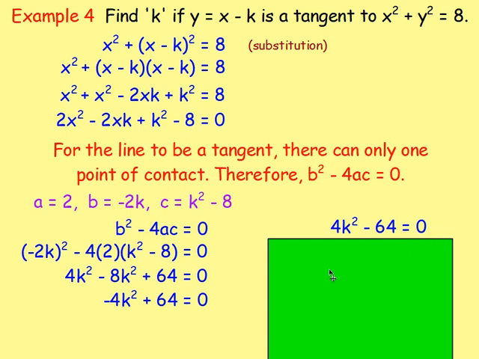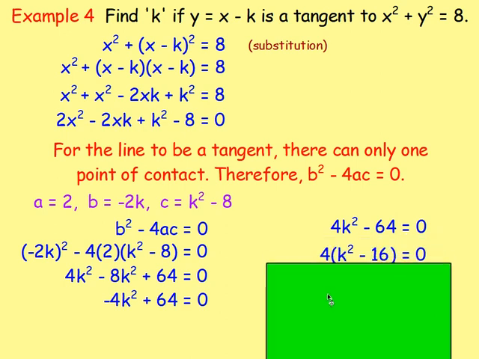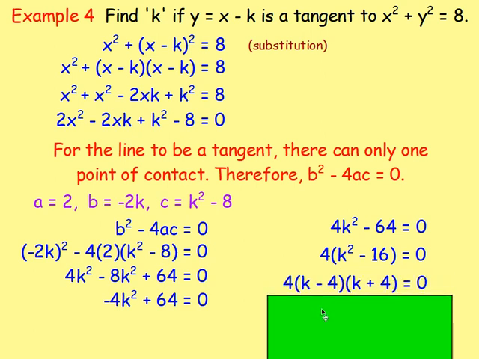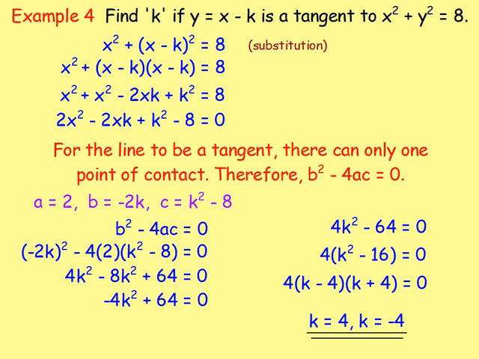From there, you want to find the value of k, so I'd factorize, take out 4 as the highest common factor. And then here, k squared minus 16, well, that's the difference of two squares. You've got k minus 4 and k plus 4. So you get two values of k. You've got 4 and negative 4 by setting each of these brackets equal to 0. And that is example 4.